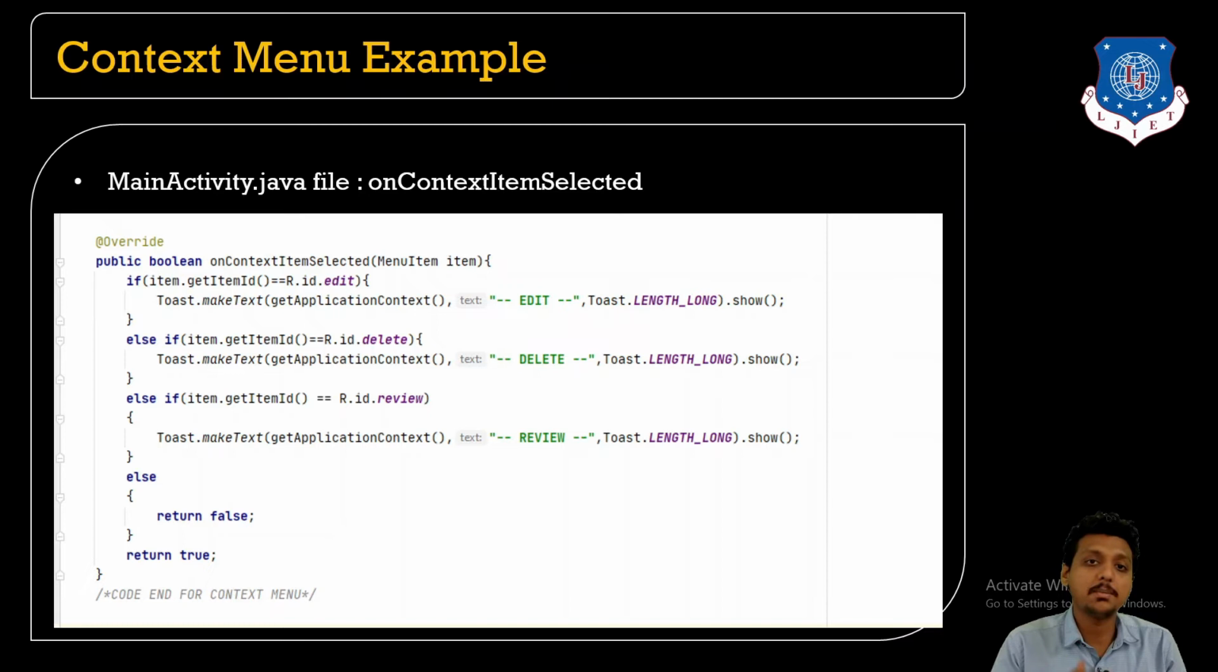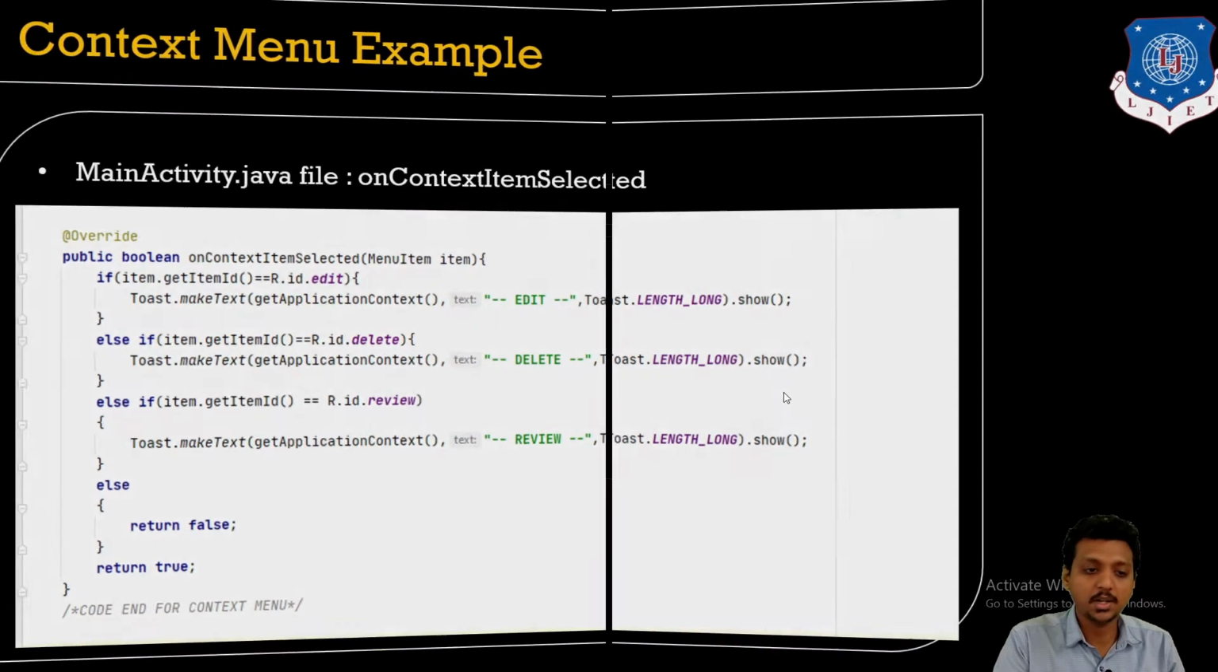If you want some action or event to occur, then for that you just need to use onContextItemSelected. So if your context item is edit, then the edit toast will be popped out. Then for delete, the toast message for delete will occur, and the same for review. So this is the code for the context menu.